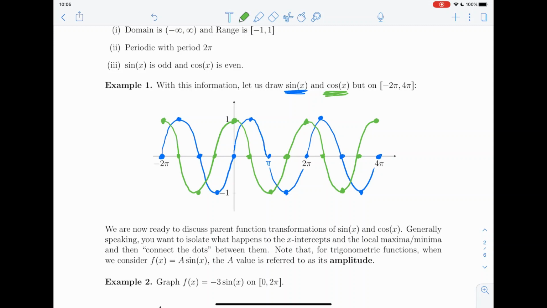By the way, if this looks at all like a double helix to you, that's probably true, because in fact, a double helix DNA strand is modeled by sines and cosines. So there's a lot of really good future applications of these concepts.